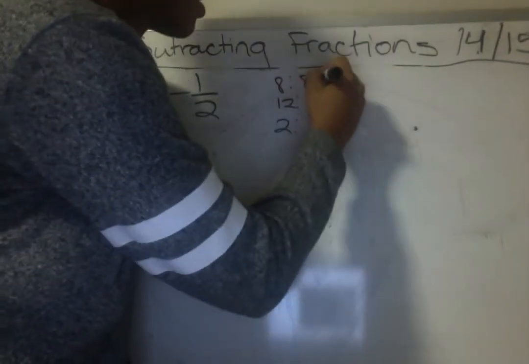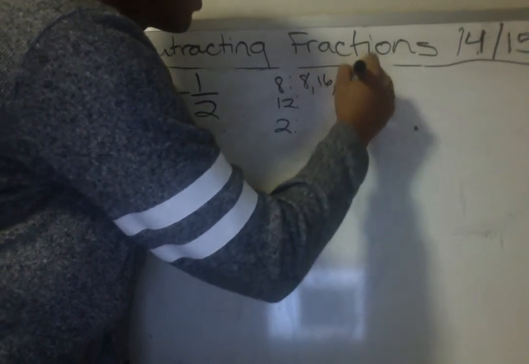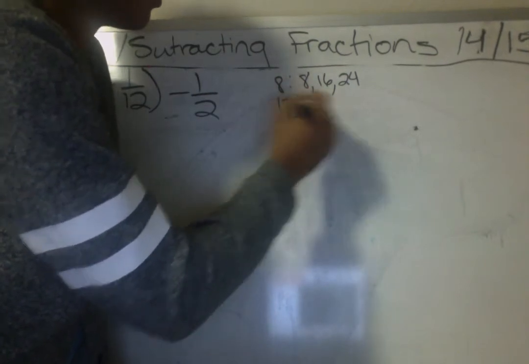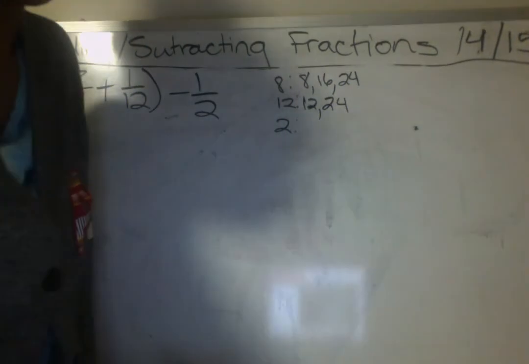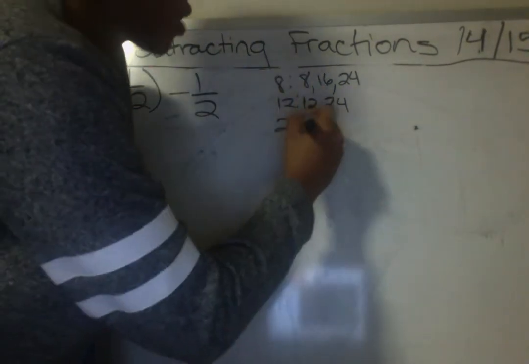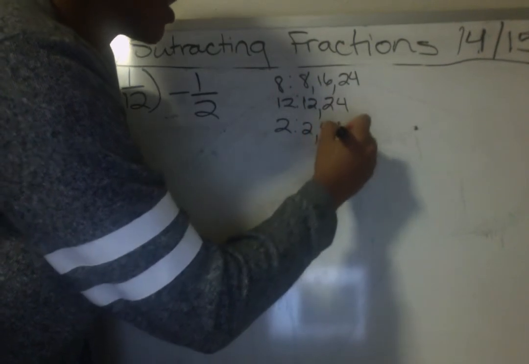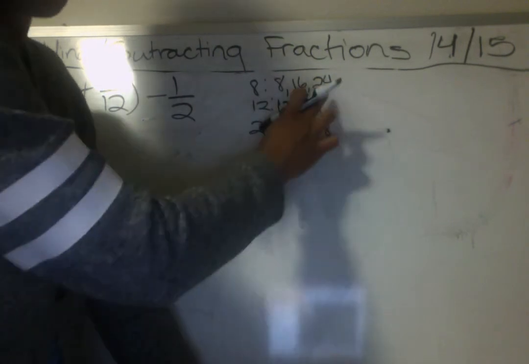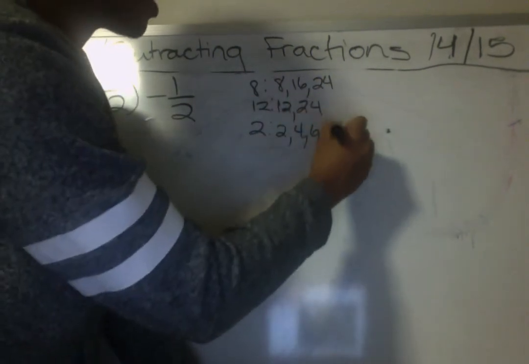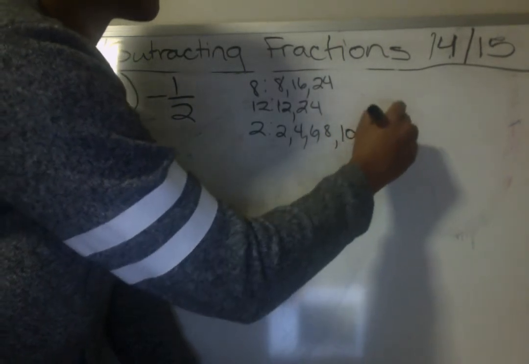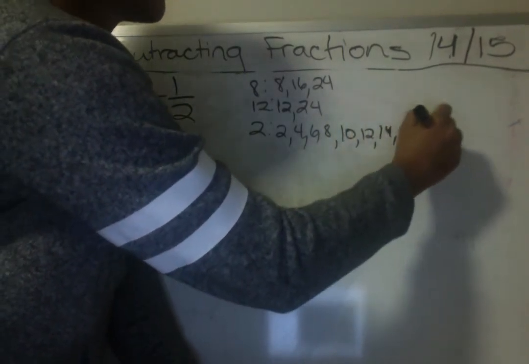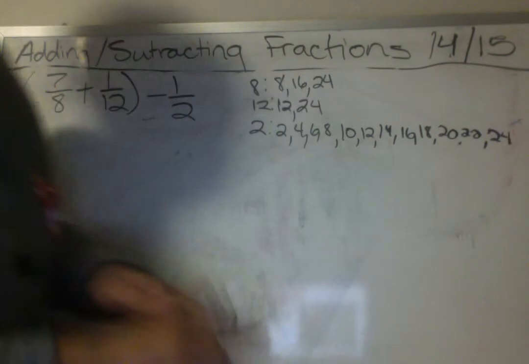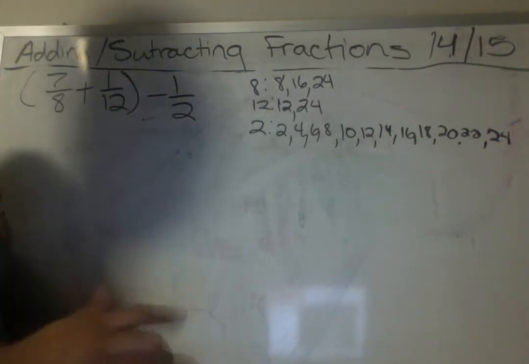8 times 1 is 8, 16, 24. I'm going to stop there. 12 times 1 is 12, 12 times 2 is 24. 2 times 1 is 2, 4, 6, 8. Notice I'm trying to get to 24 because I see it at the top there and here. So let's see, 8, 10, 12, 14, 16, 18, 20, 22, 24. All right, our common denominator is 24.